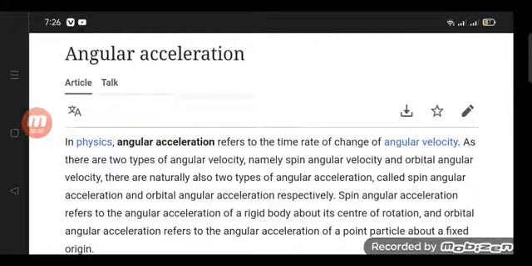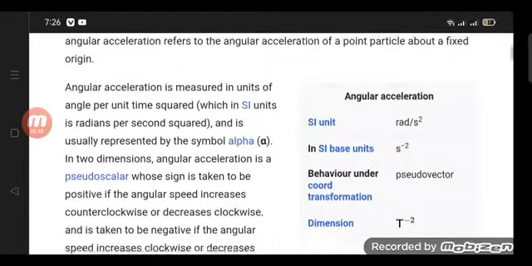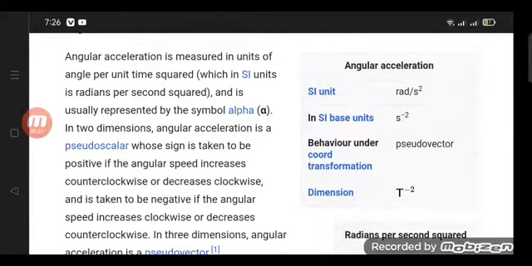Spin angular acceleration refers to the angular acceleration of a rigid body about its center of rotation, and orbital angular acceleration refers to the angular acceleration of a point particle about a fixed origin. Angular acceleration is measured in units of angle per unit time squared and is usually represented by the symbol alpha.